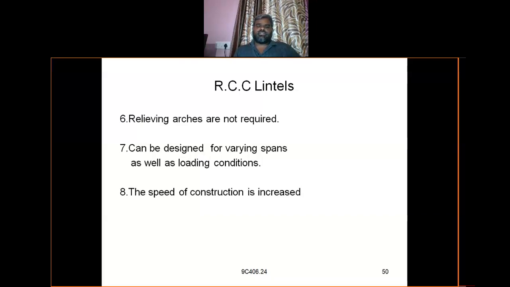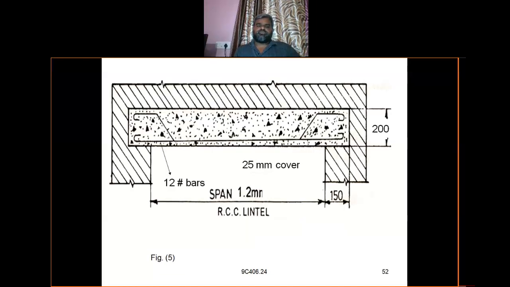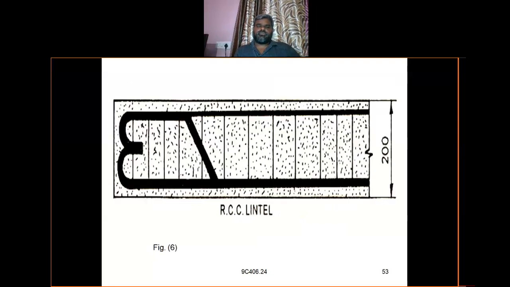The speed of construction is increased if precast RCC lintels are used. For an RCC lintel, cover 25 mm, 8 mm hanger bars, 12 mm main bars, and 6 mm two-legged vertical stirrups are used. This is an RCC lintel. Types of RCC lintels may be precast or cast in situ.